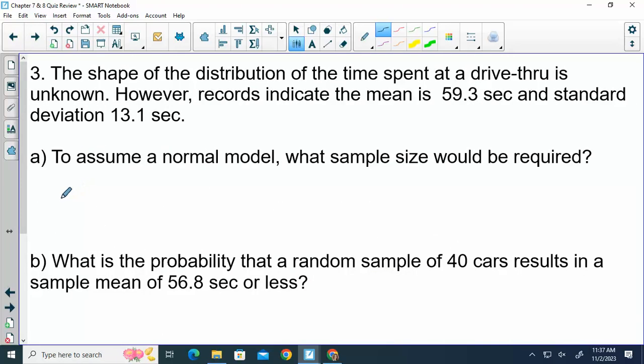Next problem. The shape of the distribution of the time spent at a drive-through is unknown. However, records indicate the mean is 59.3 seconds and the standard deviation is 13.1 seconds. To assume a normal model, what sample size would be required? It has to be greater than or equal to 30.